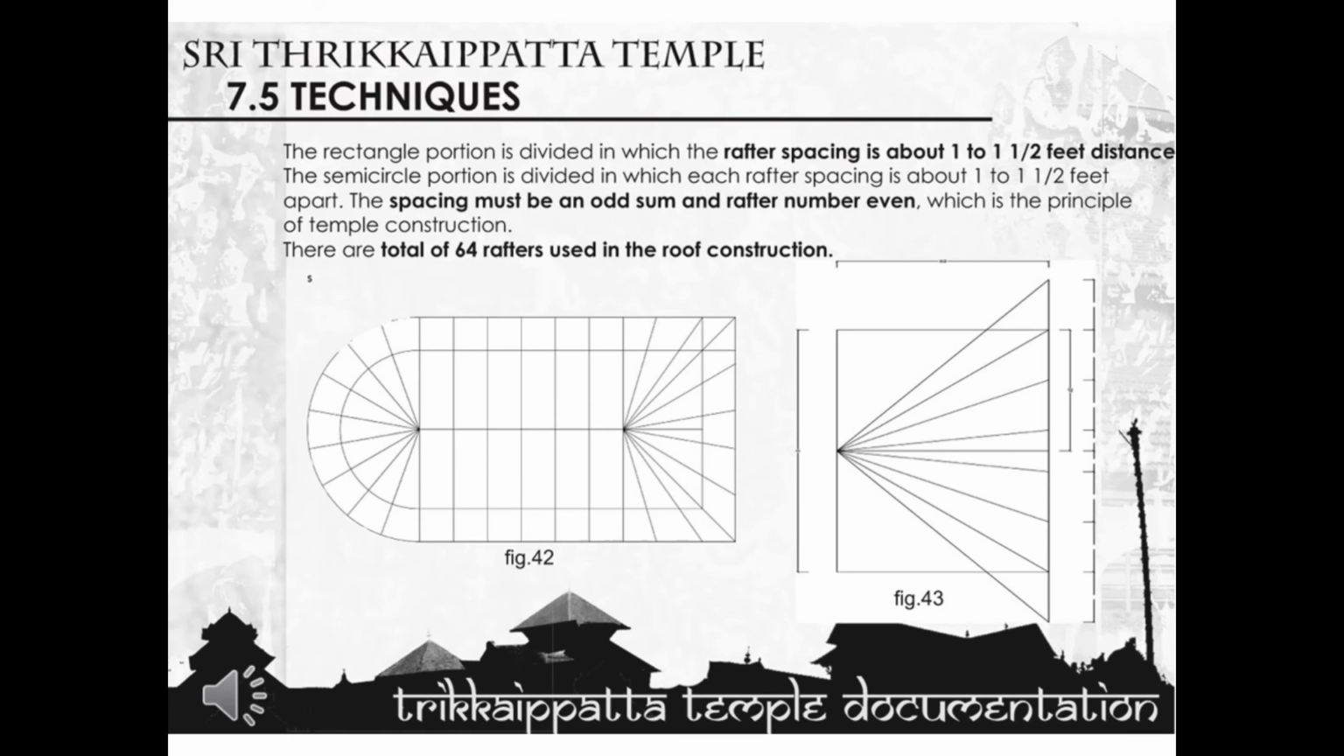The rectangle portion is divided such that the rafter spacing is about 1 to 1.5 feet. In the semicircle portion, each rafter is also spaced about 1 to 1.5 feet apart. The spacing must be an odd sum and the rafter number even, which is the principle of temple construction. There are a total of 64 rafters used in the roof construction.